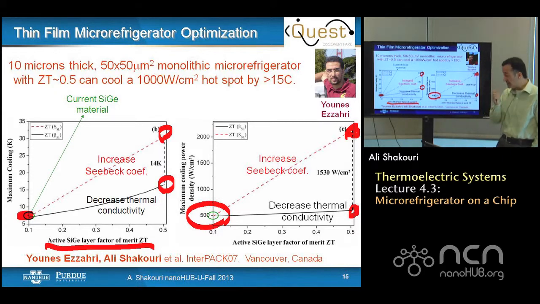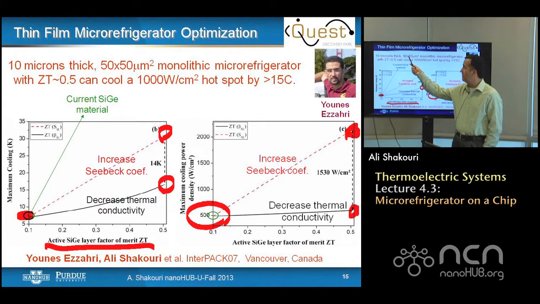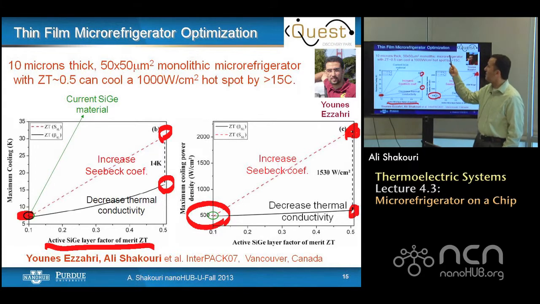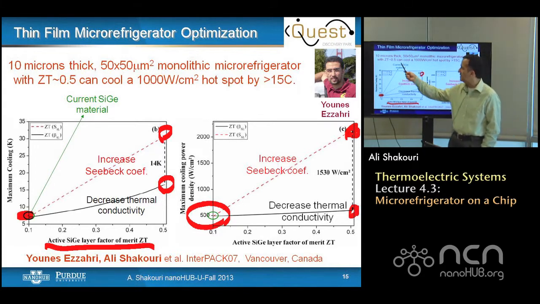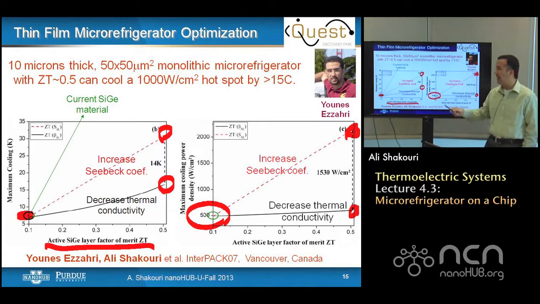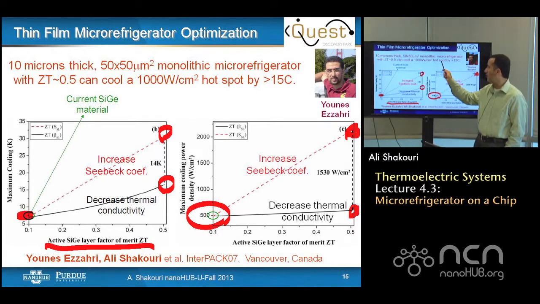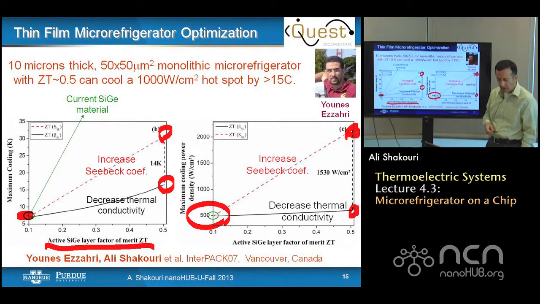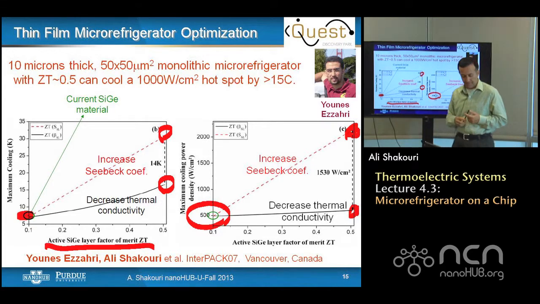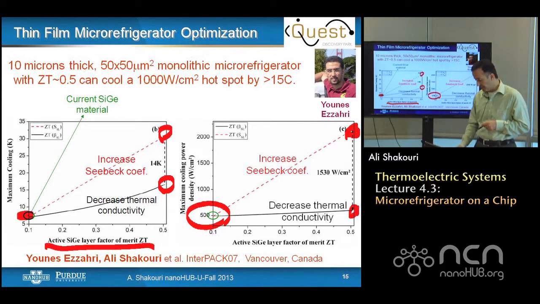Basically, the message is a 10 micron thick, 50 by 50 micron monolithic microrefrigerator with a ZT of 0.5 can cool a kilowatt per centimeter square hotspot by more than 15 degrees C. So in order to reach some of these high cooling power densities, we don't need to get high ZTs if we don't have to deal with lots of extra interfaces.